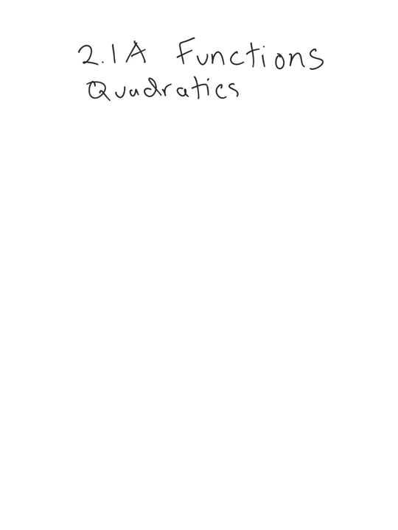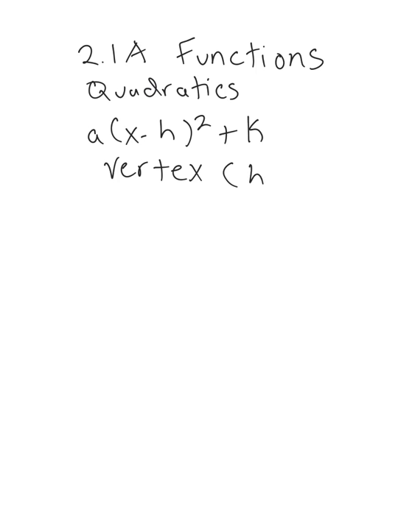2.1a, we are talking about functions, different types of functions and their graphs. But today, 2.1a, we are specifically talking about the quadratic functions. First things first, the standard form of the quadratic function is a(x minus h) squared plus k, the vertex being (h, k). So let's talk about each individual part of this.